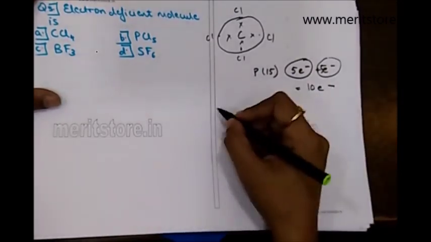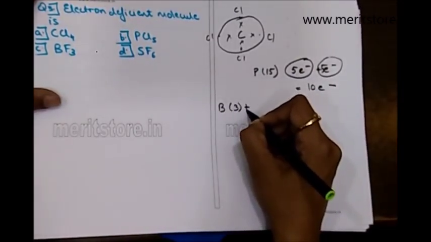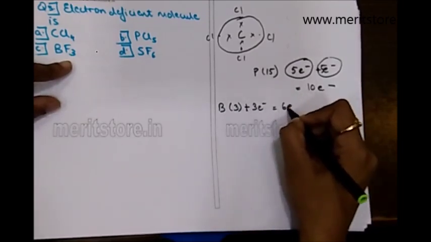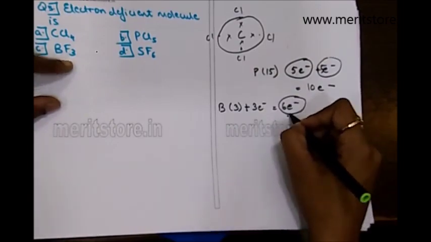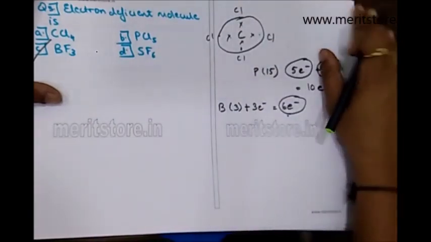the outermost shell. In case of boron, contains 3 electron in the outermost shell, plus it's sharing 3 electrons from the fluorine, so now it is having 6 electron in the outermost shell, so it is not a complete octet. Because of this, the electron deficient compound is option C.